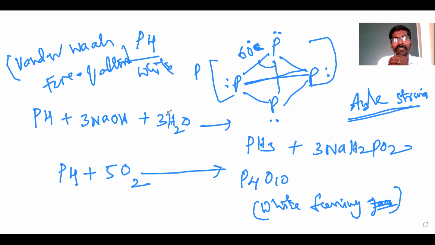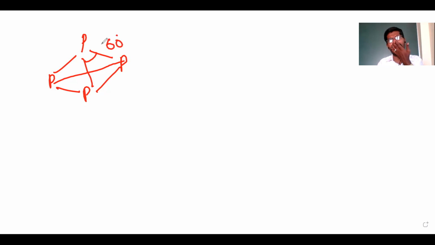The next one is the P4 molecule, which is made of monomeric units. Monomeric units means like this: here is one phosphorus atom, here also one phosphorus atom, and one phosphorus like this. These are the monomeric units of phosphorus. It is suffering with angle strain, or bond angle. What is the bond angle for each phosphorus here? 60 degrees.